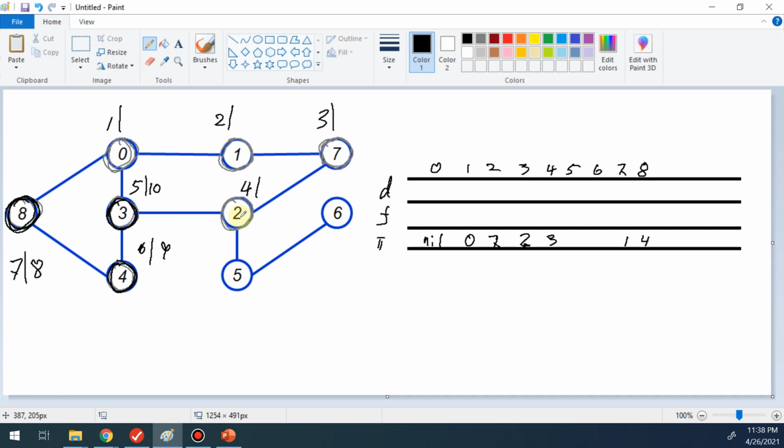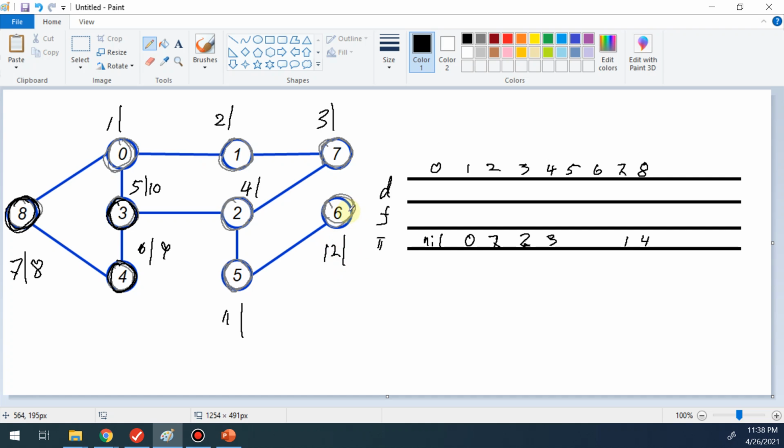For the 2, we do have another neighbor. Another neighbor is 5. So 5 is also gray, and the discovery time of the 5 will be 11. Then for the 5, we go to the 6. So 6 is also gray, and the discovery time will be 12.